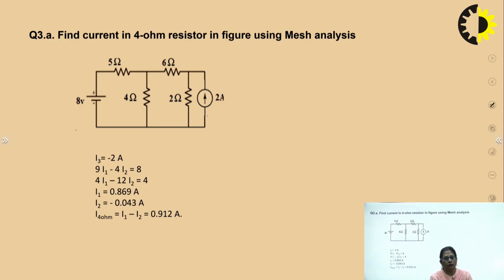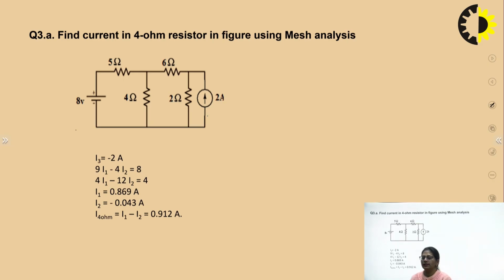So the third question, having the first part as: find the current in 4 ohms resistance in the figure using mesh analysis. Fine. So for the circuit which is being shown, we need to find the current in this 4 ohms resistance using mesh analysis.